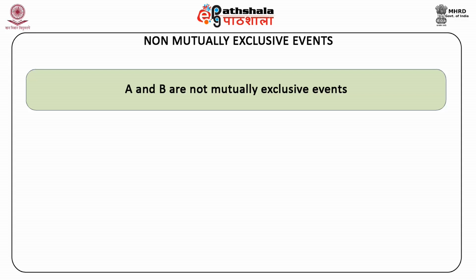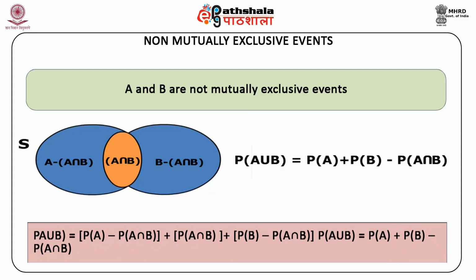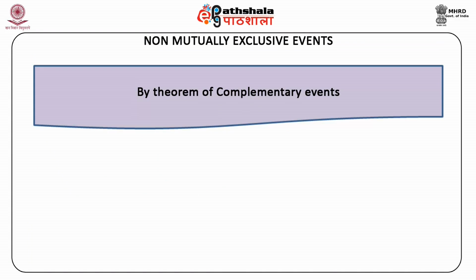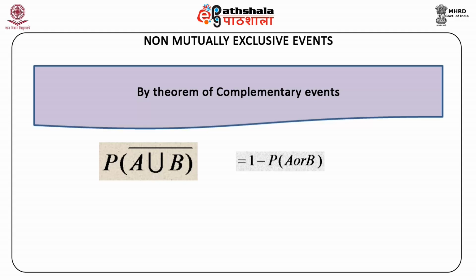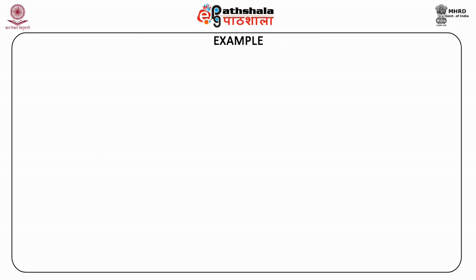In the figure, the union of A and B is represented by the combined area A not B, A and B, B not A. The residual area then represents the event neither A nor B, or not A and not B. By the theorem of complementary events, we have probability of A union B complement is equal to 1 minus probability of A or B. Let us understand it with the help of an example.